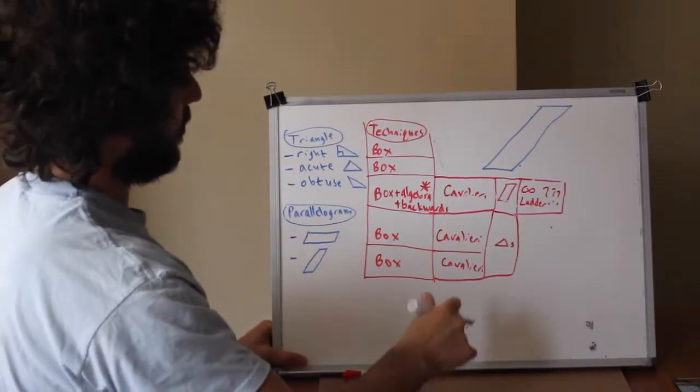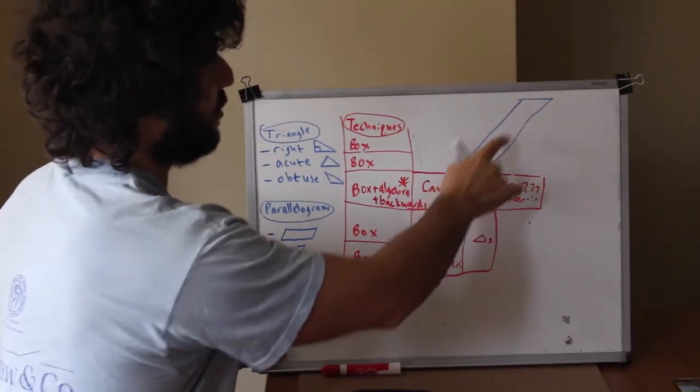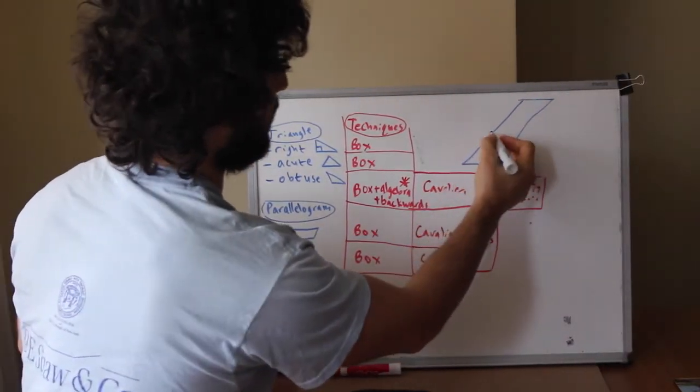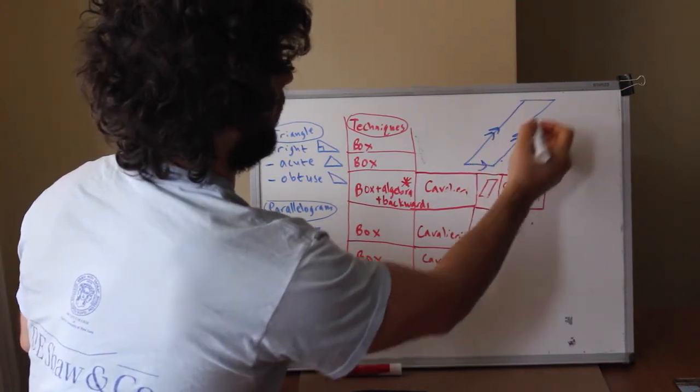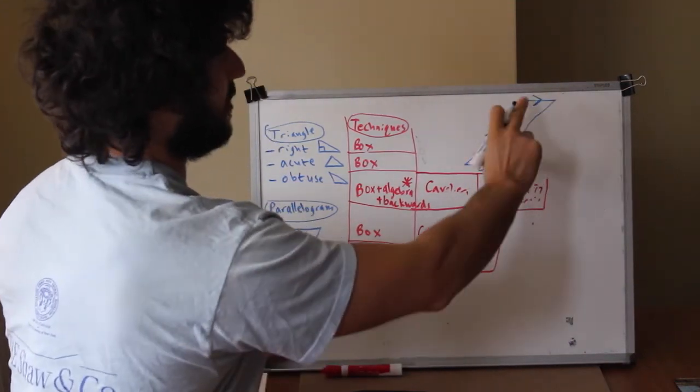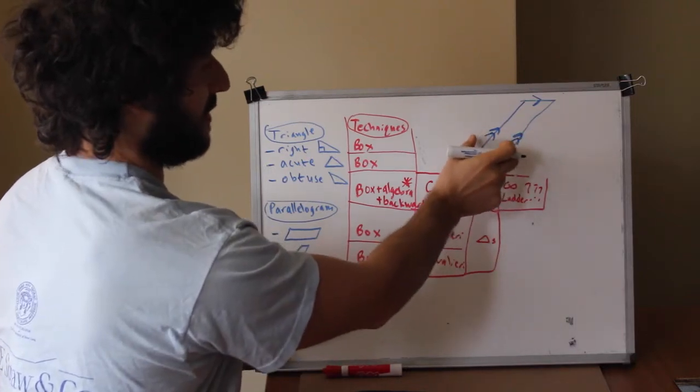Okay, so again, it's a parallelogram. These two sides are parallel. These two sides are parallel. We can indicate it if we want. So the one arrow means these are parallel, and the two sets of arrows means that these are parallel.